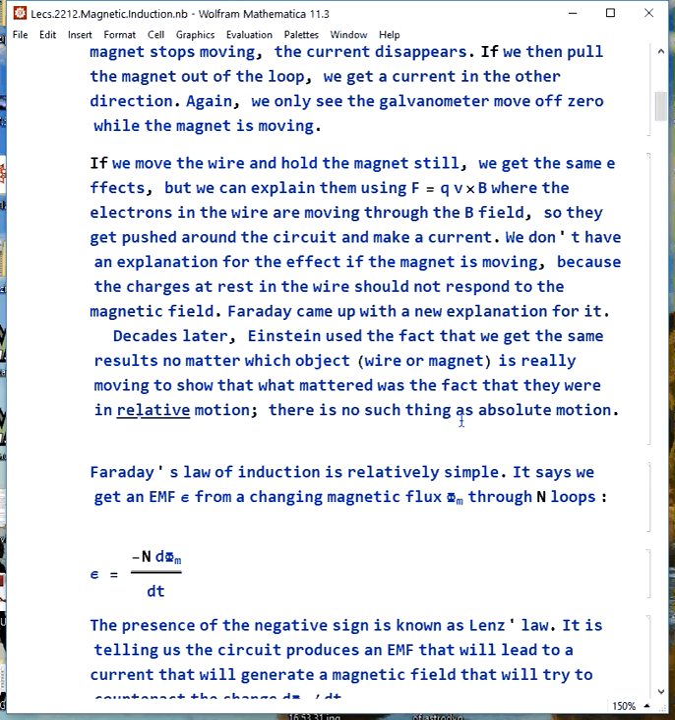So Faraday figured this out, but 50 years or so later, Einstein actually used the fact that you get the same result whether the wire moves or the magnet moves as part of his basis for figuring out that motion was all relative. There's no such thing as absolute velocity, and this is in his theory of relativity.